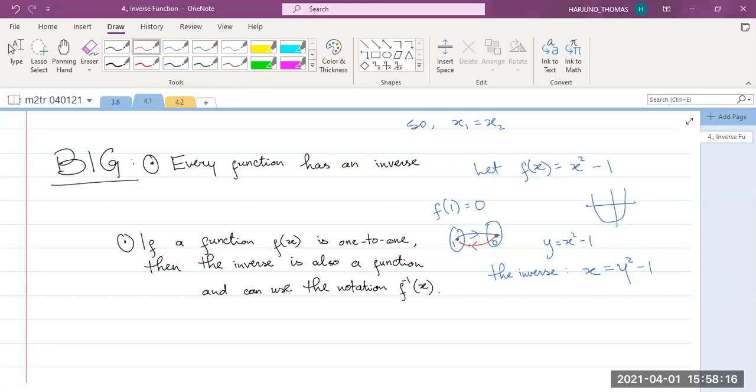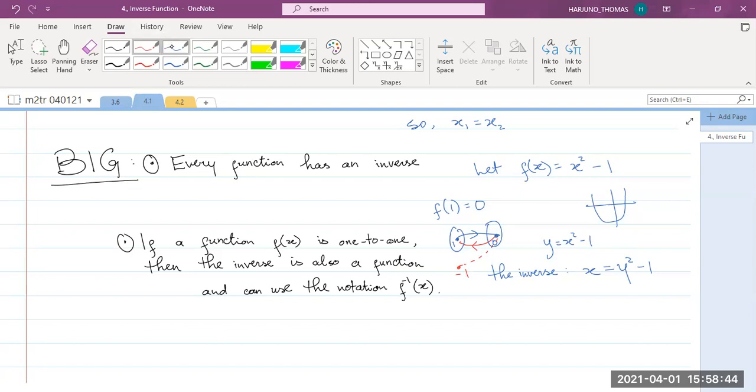Inverse undoes that. So 1 goes to 0, 0 goes to 1. Even though in this case, 0 also goes to -1. So to find the inverse of a function, you just swap x and y. X becomes y, y becomes x. You got the inverse of a function.